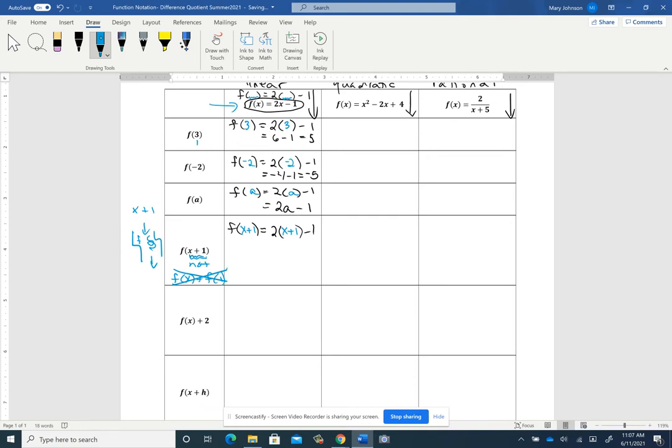All right, so that means we're going to distribute the 2. We're going to get 2x plus 2 and then take away the 1. So let me do my simplifying. 2 is just a number being multiplied by x plus 1, so I would get 2x plus 2, take away 1. I would get 2x plus 1. That would be your final answer. We'll put a box around those final answers.